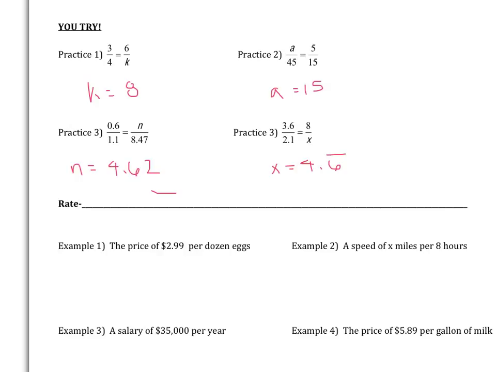All right, here are your answers for the 4 practices. Practice 1 was 8. Practice 2, 8 equals 15. Practice 3, n equals 4.62. And this should say practice 4, but that 4th practice was x equals 4.6 repeating. Make sure that you have a repeating sign over your 6.